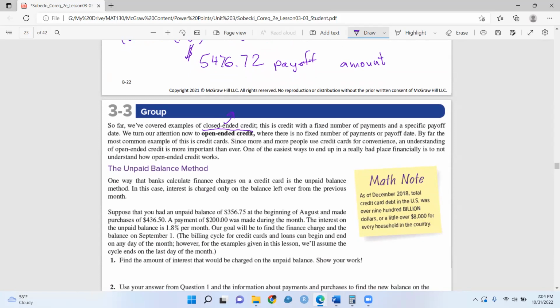Open-ended credit is where there is no fixed number of payments or payoff date. A very common example is a credit card. Each one of us has a credit score associated with us, based on a bunch of different criteria that companies have come up with, to determine how much you're able to pay off. It's related to your income and how much experience you've shown with credit. There's a bunch of different stuff that goes into that credit score.